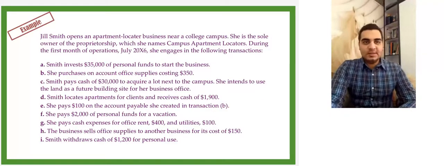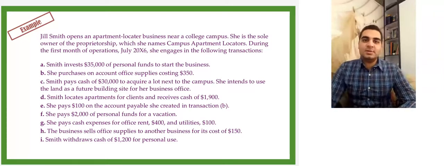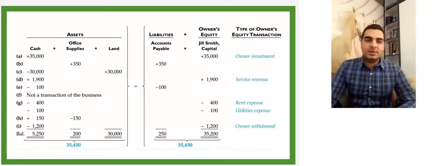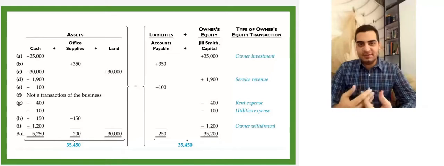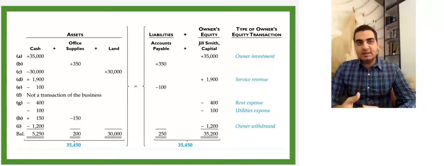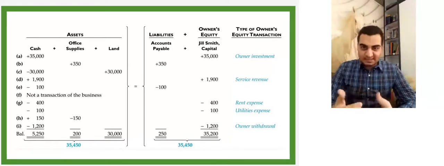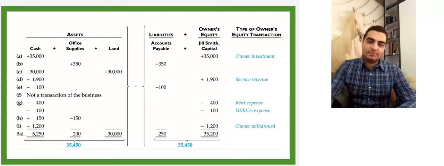The next transaction says she purchases on account office supplies costing $350. In other words, we acquired some office supplies worth $350. And on the other side of the accounting equation, we had liabilities because it was on account. It's a debt. So accounts payable increases by the same amount.